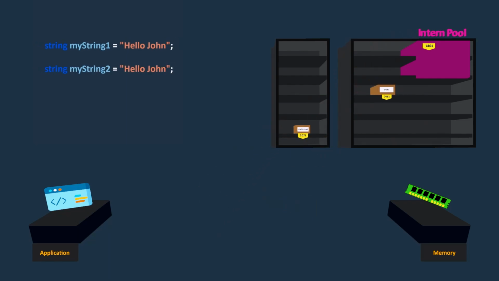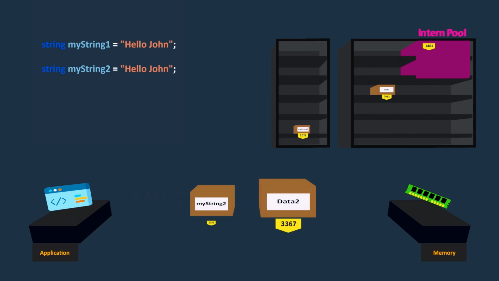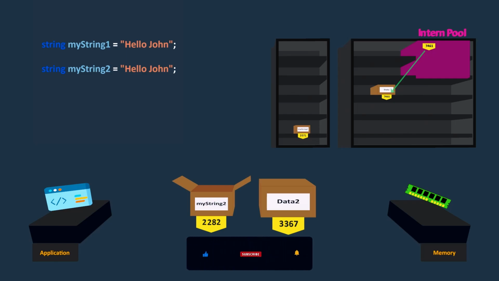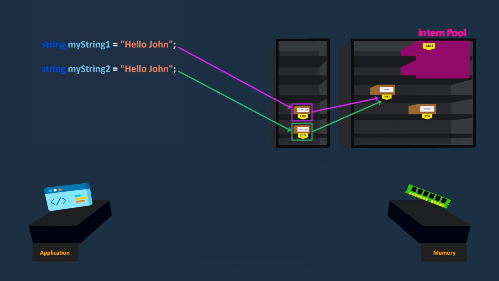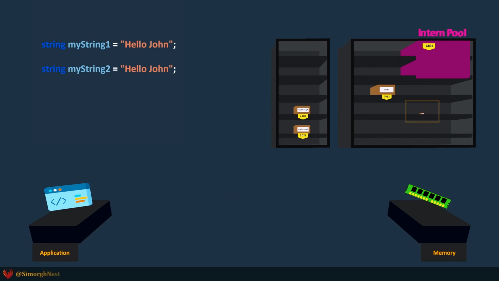From now on, whenever a string with a value of Hello John is created, although its object is initially created in memory, the CLR recognizes that a string with the exact same value already exists. As a result, the myString2 variable points to the same memory address as the myString1. A little later, the duplicate string object is removed from the memory.